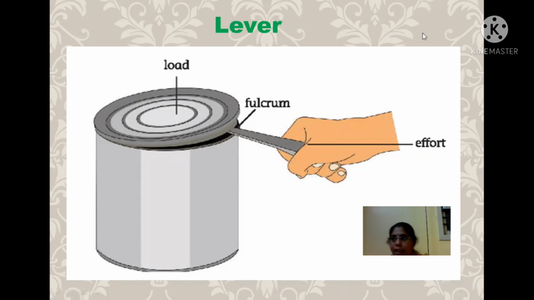In the case of the tin can, the tool that you used is the lever. When you place one end of the tool under the lid and push down on the other end, that is effort. It lifts the lid and opens it. Here, the lid is the load. The point where the tool rests between the lid and the can is the fulcrum. Using a tool requires less effort to pry open the lid than using your bare hands.